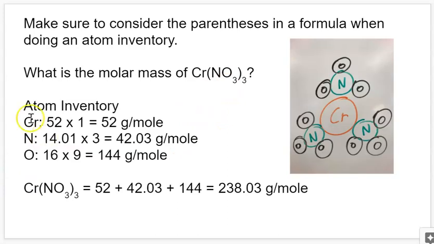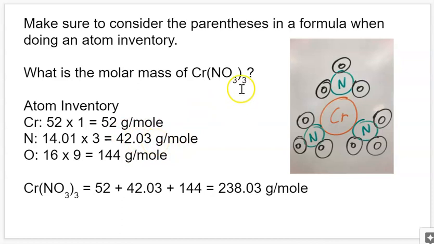So based off of this, we have one chromium, which has a mass of 52. So we have 52 grams per mole from the chromium. The nitrogen, each nitrate has one nitrogen, but we have three total nitrates. So we're going to have three nitrogen atoms, which has an atomic mass of 14.01. So that'll give us the mass of all of the nitrogen together.